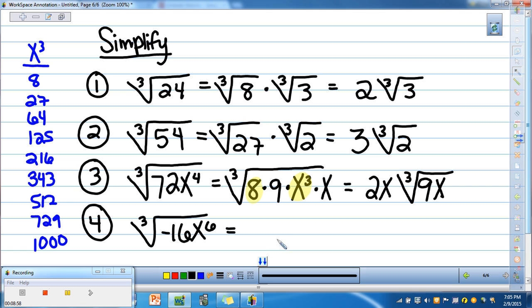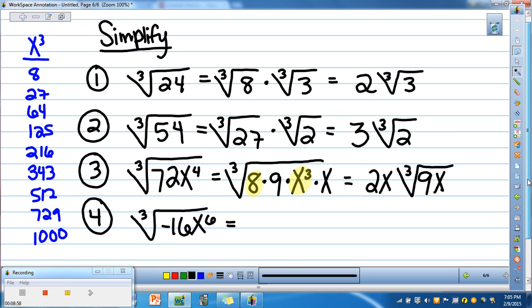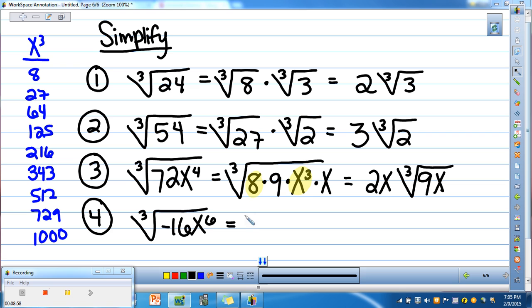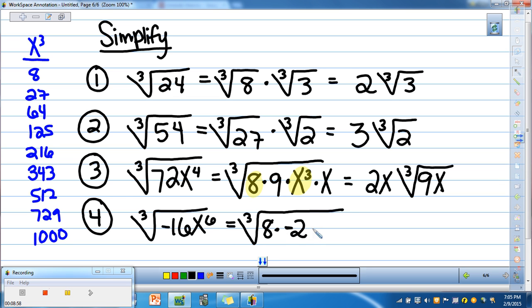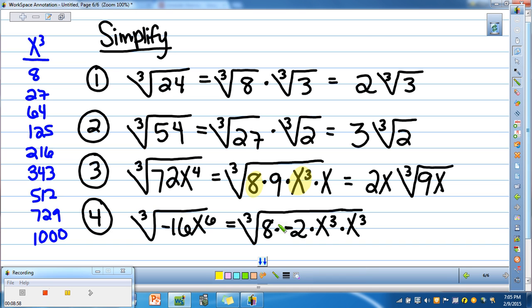One more cubed root. Looking at the 16 that we have out in front, 8 is a factor of 16. So let's split this into 8 times 2. And with the x to the 6th, we can split that into x to the 3rd times x to the 3rd. Altogether, this is x times x times x times x times x times x, so it is the same thing as x to the 6th.